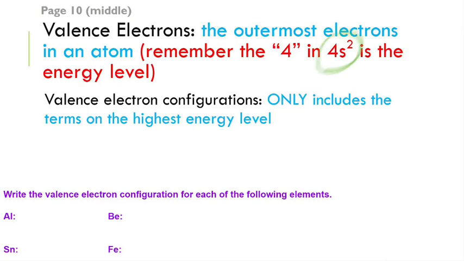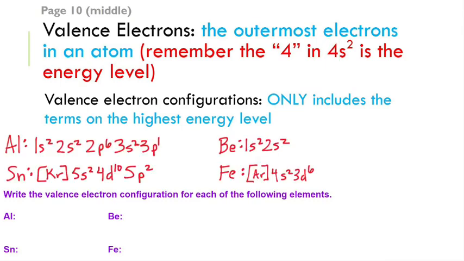But when we write out terms like 4s2, that big 4 in front of the letter, or whatever the number is in front of the letter, represents the energy level that the electrons are on. So our valence electron configuration is only going to include the terms that are on the highest energy level, which means we're going to be looking for the biggest of those big numbers in front of the letters and only including whichever terms are in that highest energy level in our configuration.